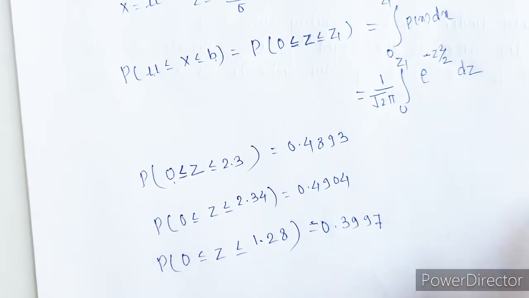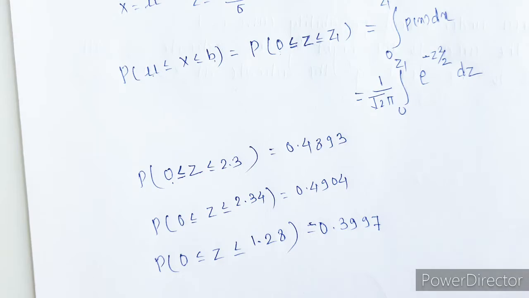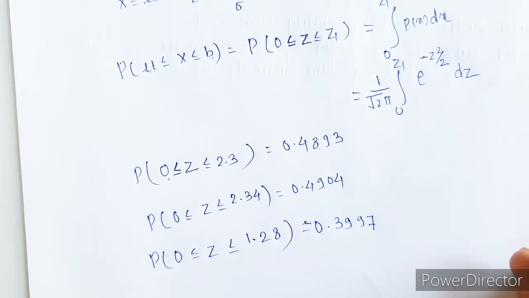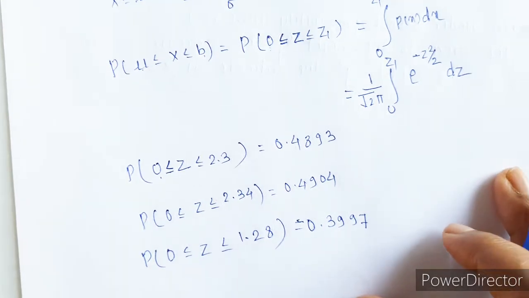Similarly, suppose we need to find the area on the negative side. Instead of the negative side, we are going to find the area of the positive side, which is equal to the area of the negative side, because the curve is symmetric.